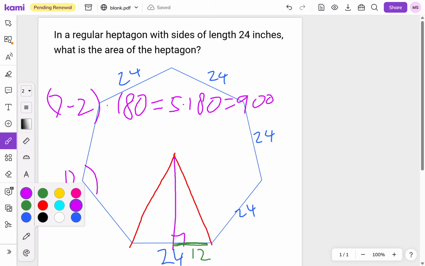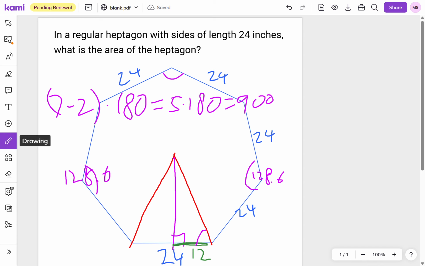So this is 128.6. That means that this angle right here is half of that, because that whole corner there is 128.6, just like all these other ones are 128.6. But that corner down here is half of that. So you divide that by 2, and you get 64.3-ish as that angle. Okay, so that's the degrees.